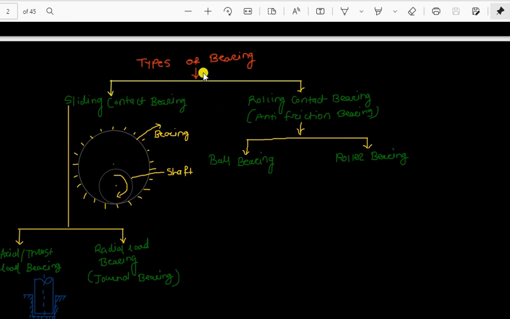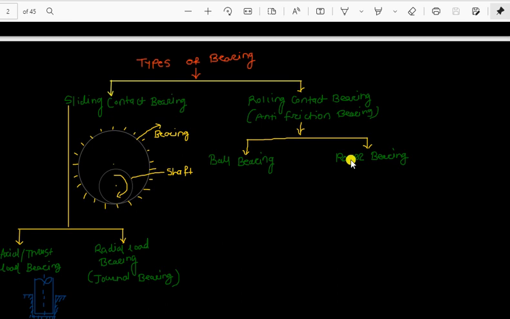Here are the two basic types of bearing. One is sliding contact bearing, another is rolling contact bearing. We will see all these in detail with figures. Just have a look. And what is the basic classification? Rolling contact bearing is also known as anti-friction bearing, and it is again divided into two types, that is ball bearing and roller bearing.